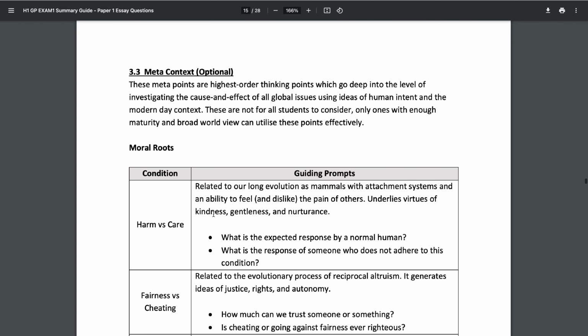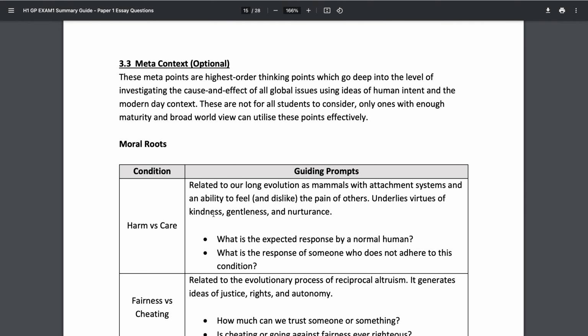Now, meta is a very, very deep level argument. These are the highest possible thinking points, and they don't focus on specific issues or surface level issues. They are focusing wholly on investigating cause and effect of every single thing through human intent. Not every student can use meta. Only the people that have true maturity and a very deep worldview and openness of mind can utilize meta context, especially in an exam setting. But please feel free to learn about them.